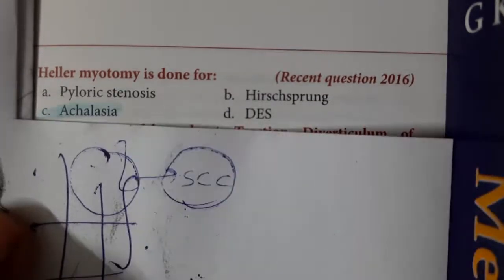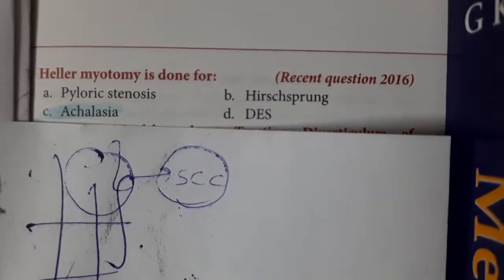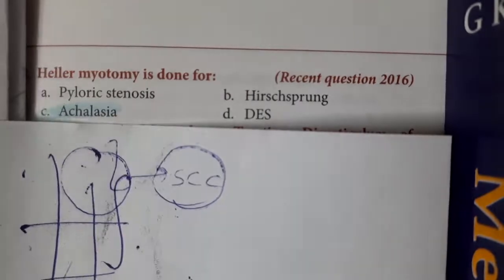Whereas for pyloric stenosis, you do Ramstedt pyloromyotomy. For Hirschsprung disease, you do Duhamel's operation.